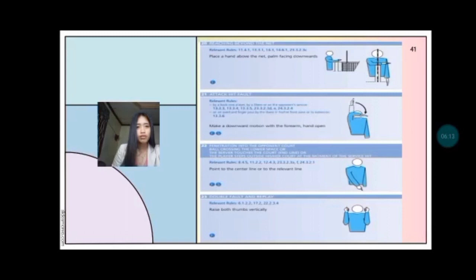Attack hit fault. Step on the line when attacking. In spiking, the player must be inside the front zone and not step on the 3-meter line. Make a downward motion with the forearm, hand open.